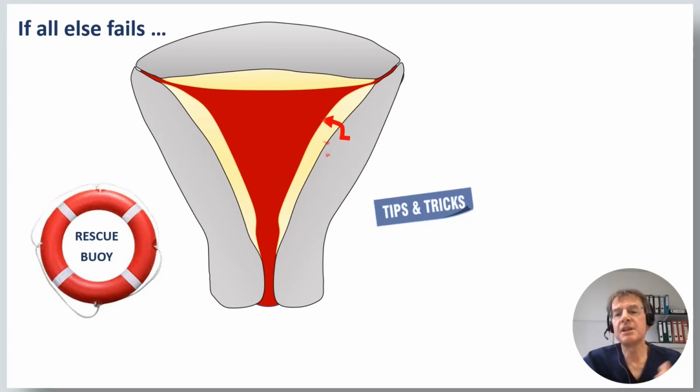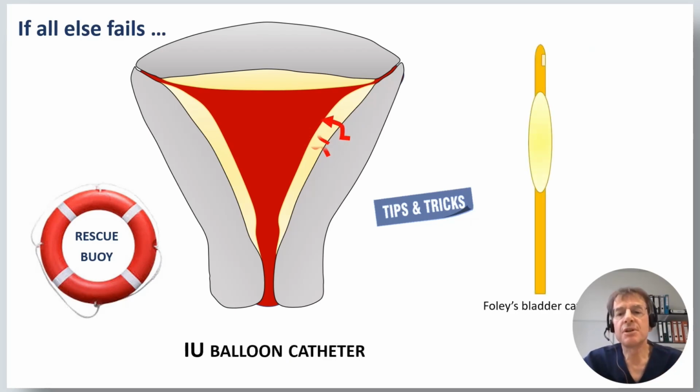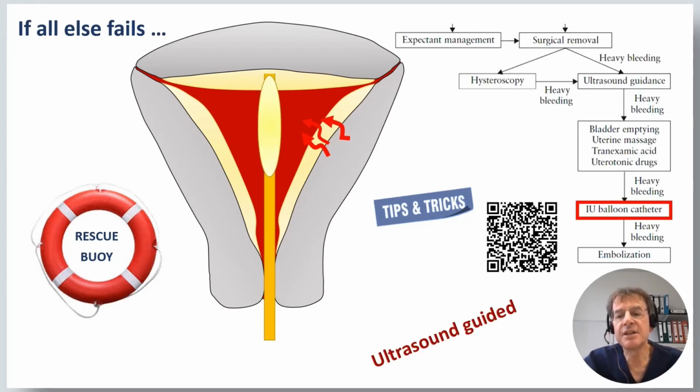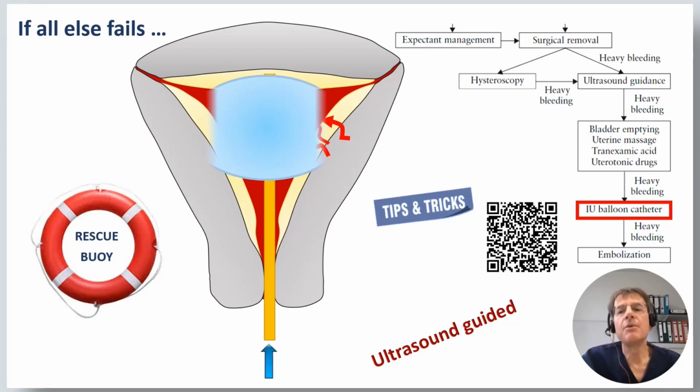So if you have heavy bleeding even after your procedure, we just take a Foley catheter, cut off the tip of the catheter, and then put it in the cavity, inflate the balloon, and in the large majority of cases, we can stop the bleeding and avoid embolization. And that's important for subsequent pregnancies.